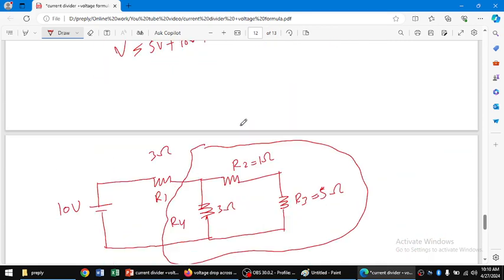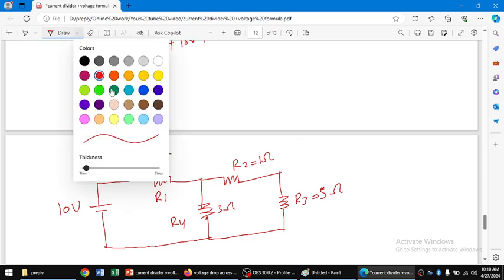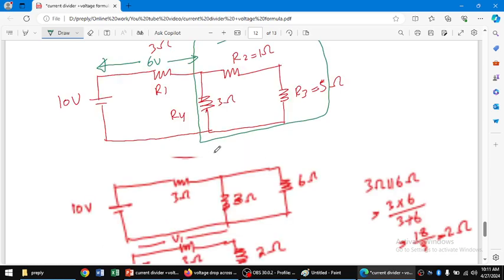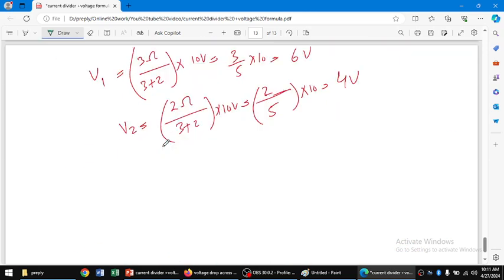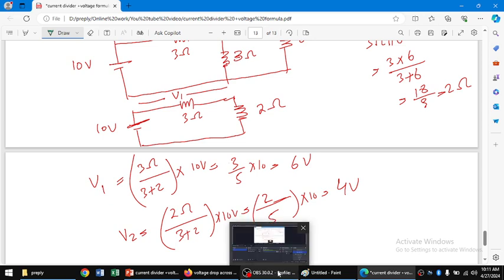Okay, so if we check the complex network, you can say that the voltage drop across R1 is 6 volt, and the voltage drop across this network is 4 volt. So basically you can solve any circuit by reducing it to a series circuit, and then we can find the potential drop across each part. Okay, thank you.